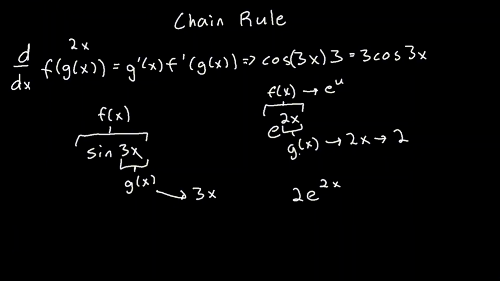All right, using power rule. So the derivative of 2e to the 2x is equal to, the derivative of e to the 2x is equal to 2e to the 2x. So chain rule, as always, like anything in math, requires a good bit of practice. That's why we're going to do some problems right now.